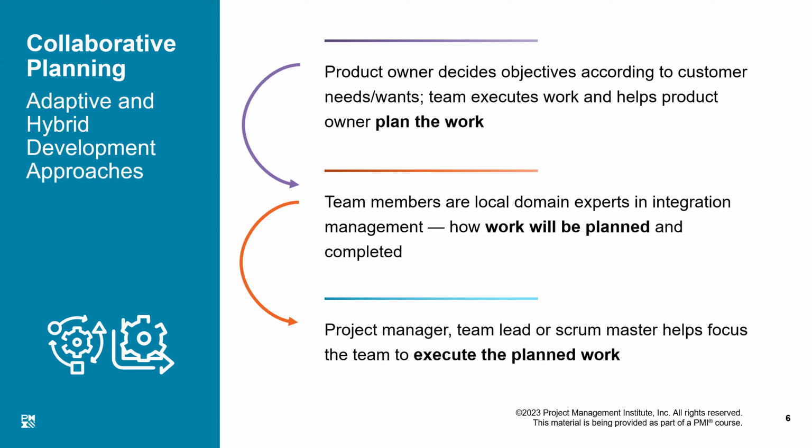Now let us talk about the adaptive and hybrid methods. In adaptive, we don't need to plan everything up front. Why? Because we do not even know all the requirements as yet. Agreed? So in an adaptive approach, we are more product oriented rather than work oriented or scope oriented.